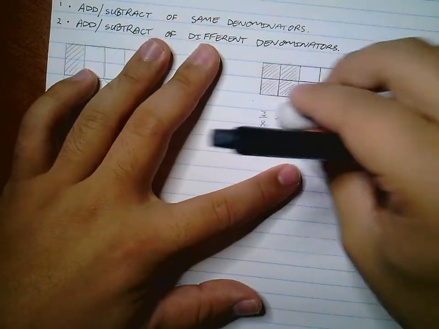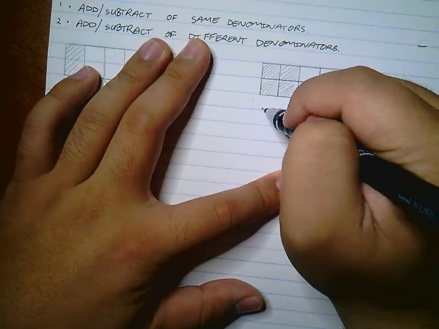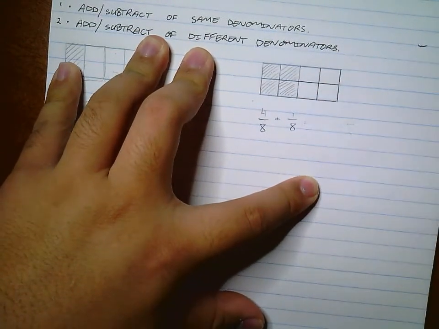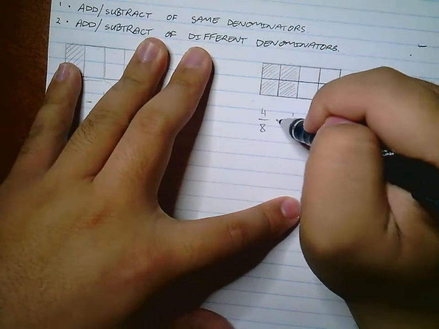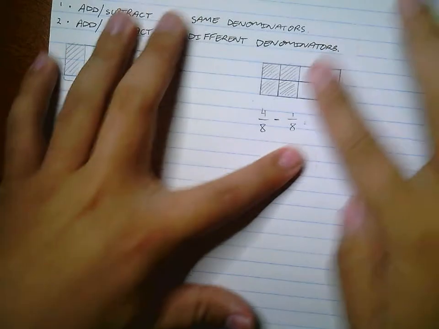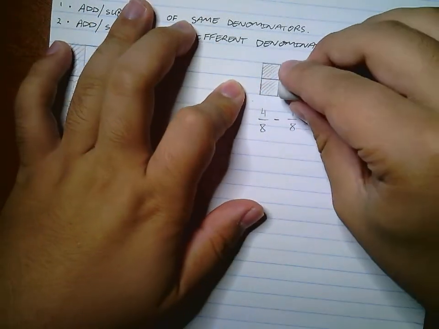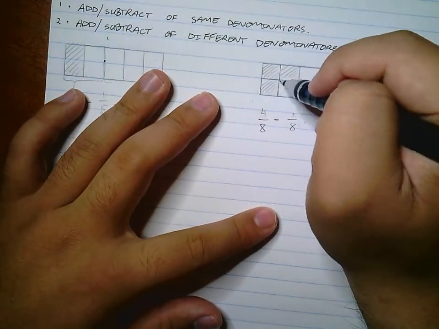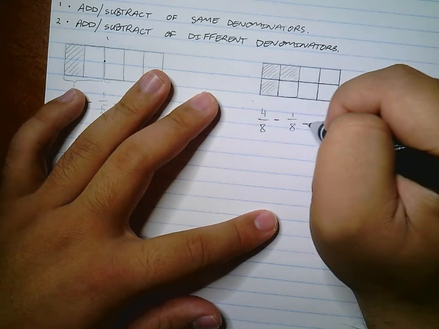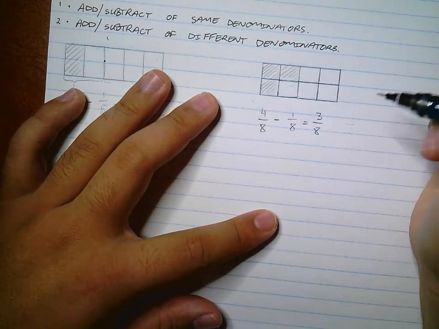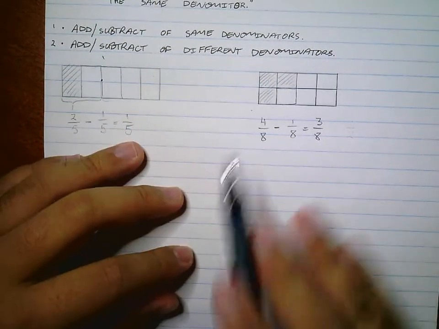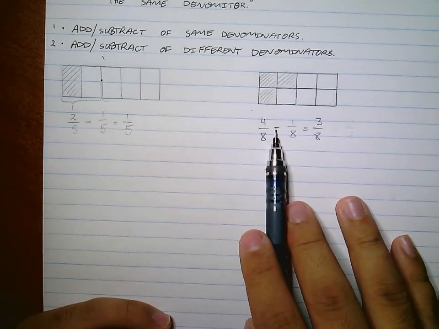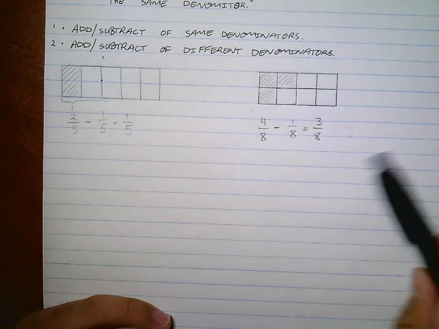Similarly, if we change this around a little bit and we had 4 eighths, so here's our 4 eighths, and if we subtracted 1/8, if we erased one of the shadings, how many are left that are shaded? Well, that gives us only 3 eighths. And we can see very easily that if they have the same denominator, we just focus on the numerator. 4 minus 1 is 3, and the denominator stays the same.